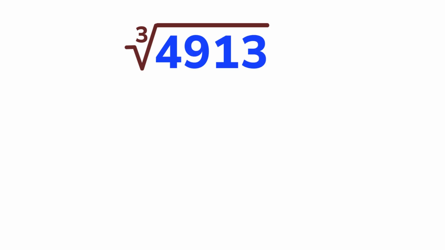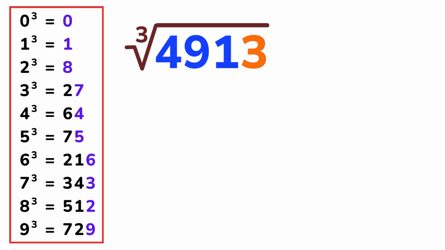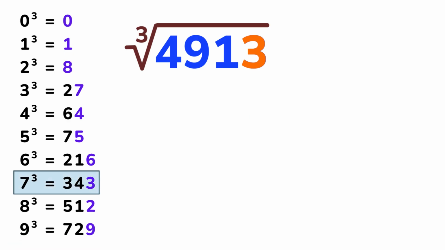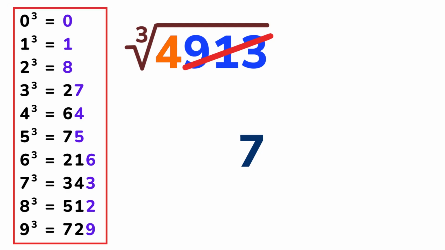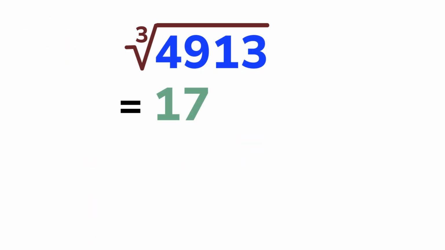What's the cube root of 4,913? First, focus on the last digit of this number, which is 3. From our chart, which cube ends in 3? It is 7 cubed, so write down 7 here. Then, cut off the last 3 digits, and we're left with 4. And lastly, from the chart again, which cube is less than or equal to 4? That's 1 cubed. Write down 1 here. Boom! The cube root of 4,913 is 17.